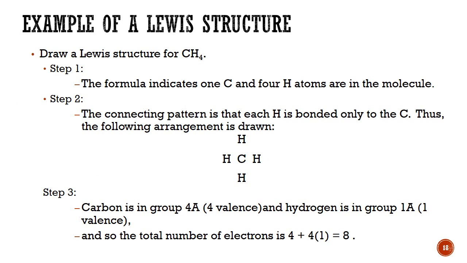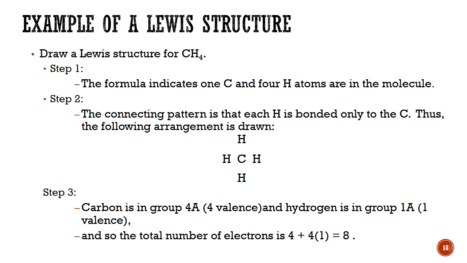All right, so let's continue on with CH4 and show how we would draw the Lewis structure. So step 1, the formula indicates there's 1 carbon and 4 hydrogen. Step 2, you use the connecting pattern. That's often the hardest part, but here you'll just have to kind of take my word for it. But also keep in mind, a lot of times this is determined by the number of bonds that we know elements can make. So we know hydrogen can only make 1 bond, so it can't be in the center. Carbon can make 4, so it's likely that it is in the center. But anyway, I'll always show you the connecting pattern.